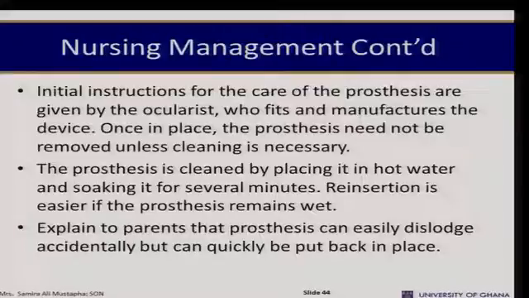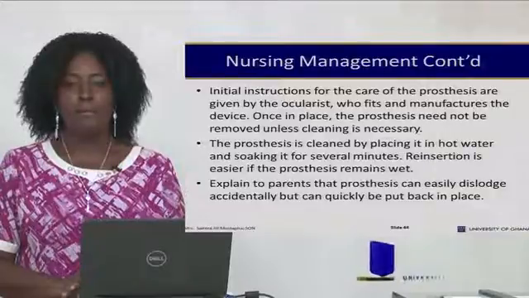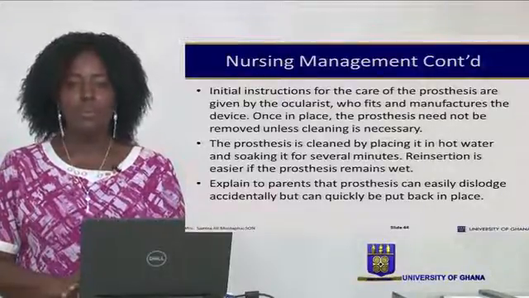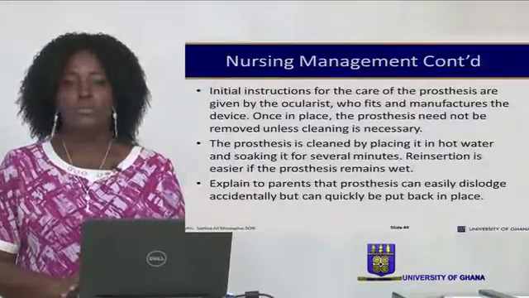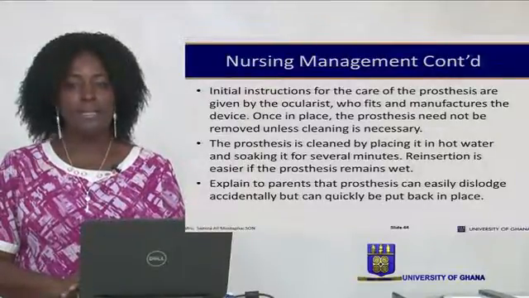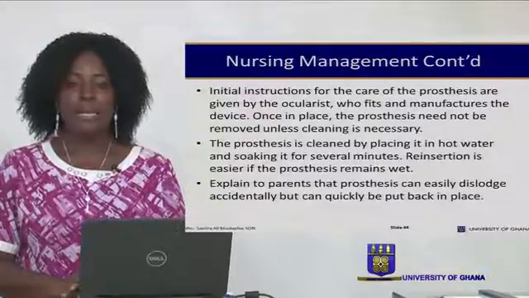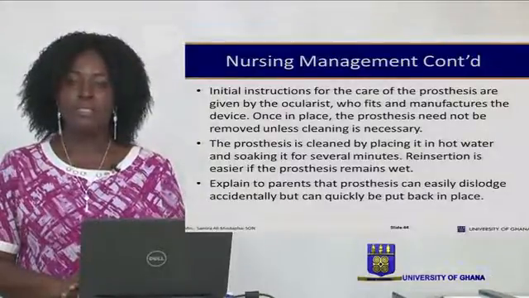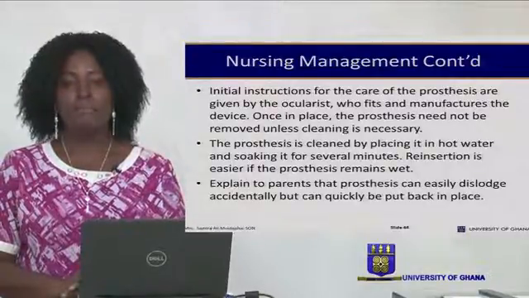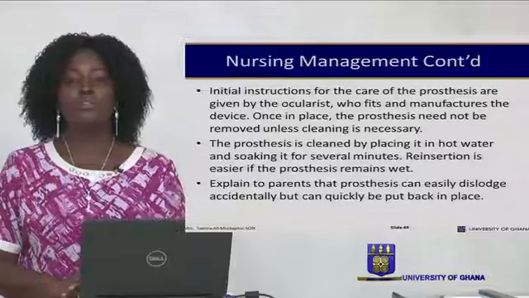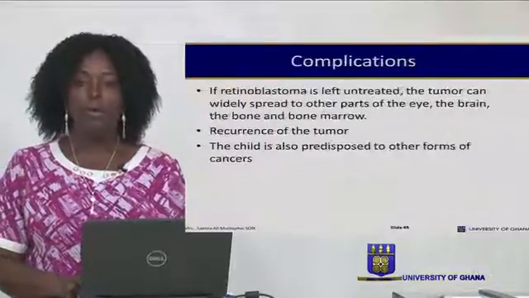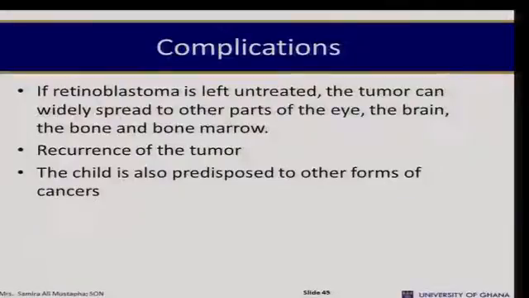Okay, instructions for nursing care for the prosthesis are given by the eye specialist, and they are also involved in the care. Prostheses are cleansed and replaced by placing them in hot water and soaking them for several minutes so that they become very clean, and then the eye will remain very wet. And then explain to parents that prostheses can be easily dislodged accidentally and should be reported for attention.